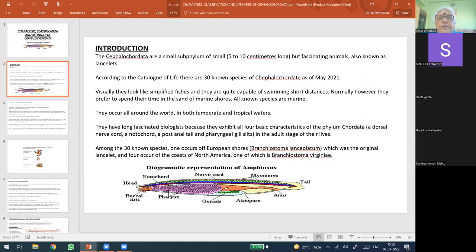To start with the general characters, the cephalochordates create a small subphylum of very small species. Around 30 known species are there in the subphylum Cephalochordata, and they are commonly called lancelets. The cephalochordates include two important genera, Asymmetron and Branchiostoma. Branchiostoma includes the Amphioxus. They are small fish-like animals which show typical chordate characters in their typical form.